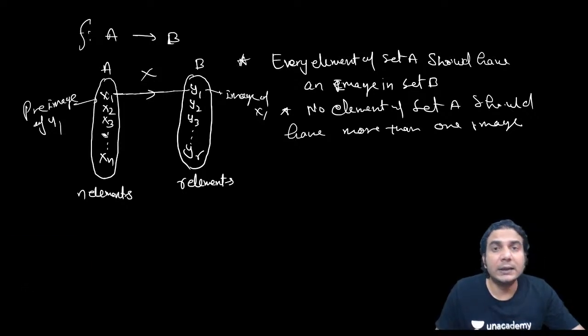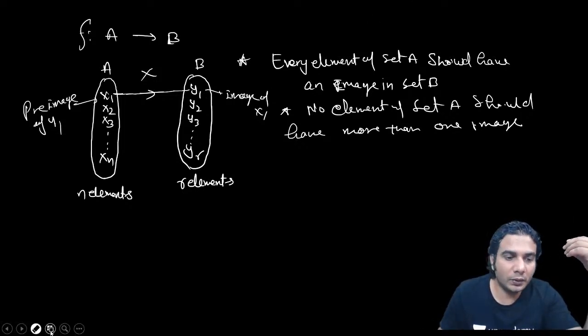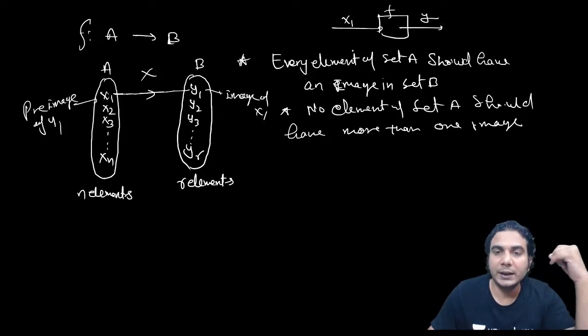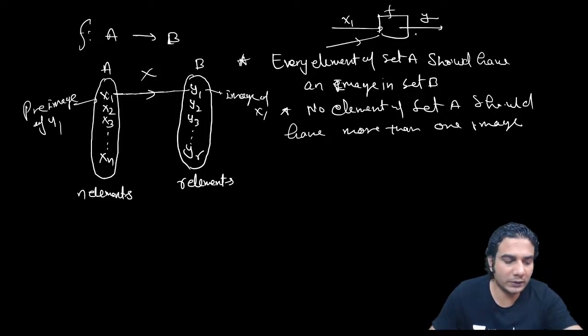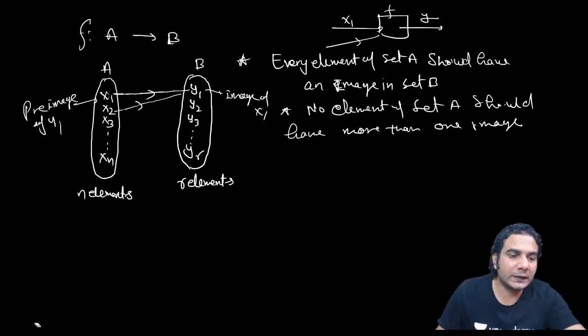So the pre-image is also called the input, and y1 is called the output. Whenever this is a function, if you put one input x1, you'll get only one output. All right, you should not get two outputs. Yes, it might happen that for two inputs you get one output. That is allowed. So if x1 and x2 map to the same element, that is allowed. This is not a problem.